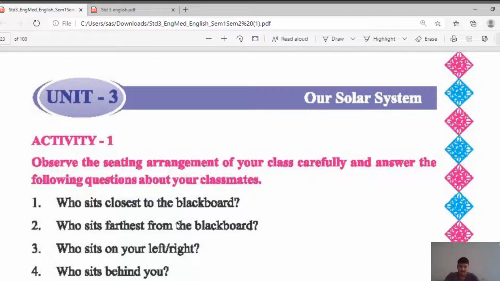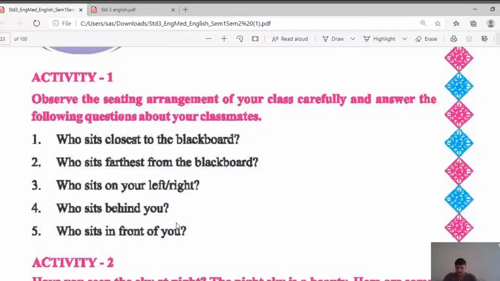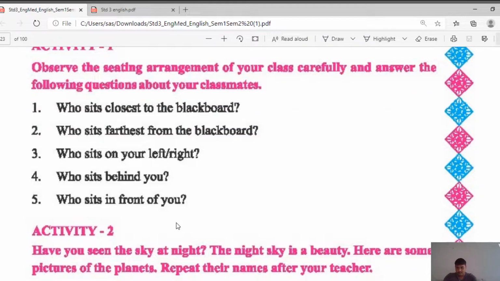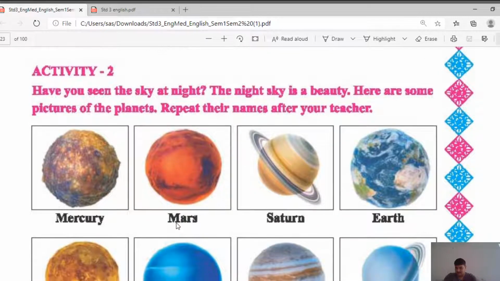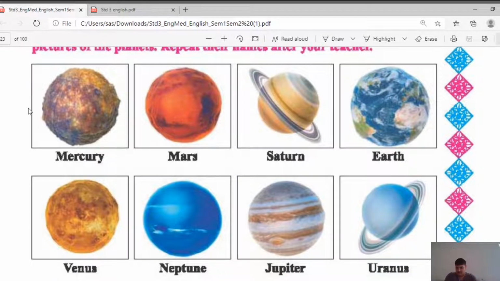Basically, students, as we know, we have revised our chapter 1 and chapter 2 for the second unit test. And today we are going to revise our last chapter, which is our solar system. As we already discussed the planets, and also we have done this activity in our online class, let's discuss again by looking at these pictures.